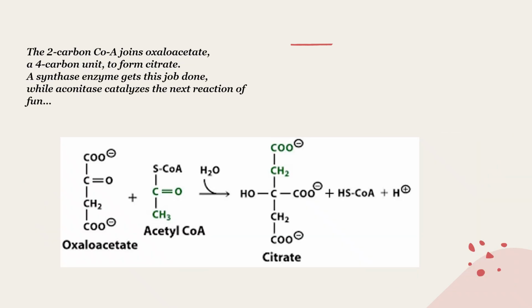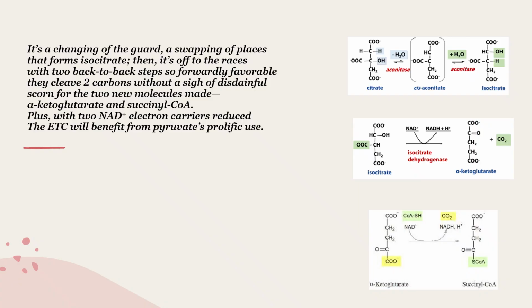The 2-carbon acetyl-CoA joins oxaloacetate, a 4-carbon unit, to form citrate. A synthase enzyme gets this job done, while aconitase catalyzes the next reaction of fun. It's a changing of the guard, a swapping of places that forms isocitrate.